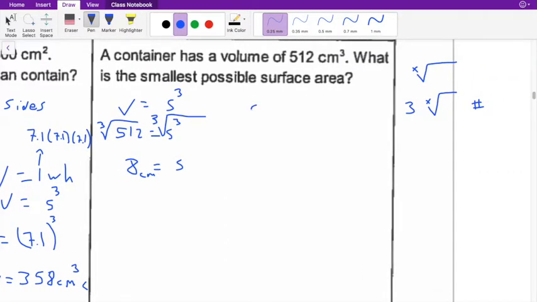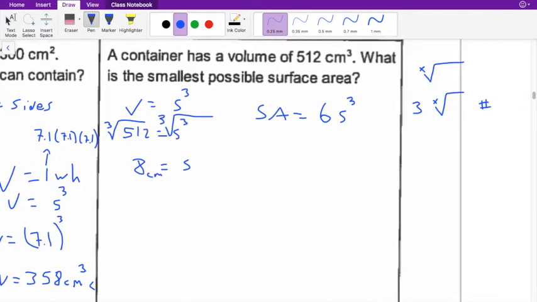Right? So surface area equals 6. S, sorry, not S squared, my fault. S cubed. Oh no, I was right the first time. S squared. I found my error. So we know that our side is 8.